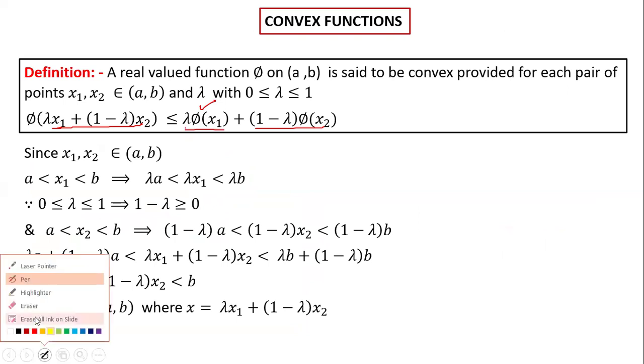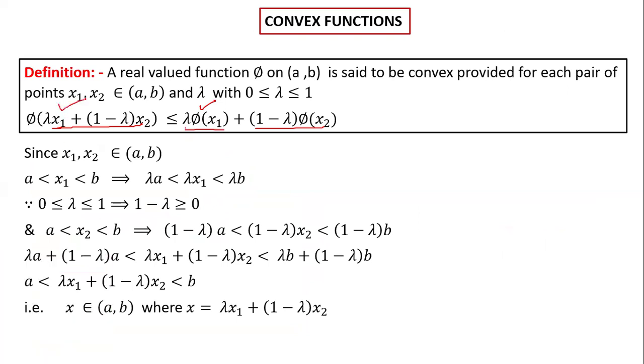So this is the definition. You can see phi of lambda x1 plus 1 minus lambda x2 is less than or equal to lambda phi x1 plus 1 minus lambda phi of x2. So now let us move further.